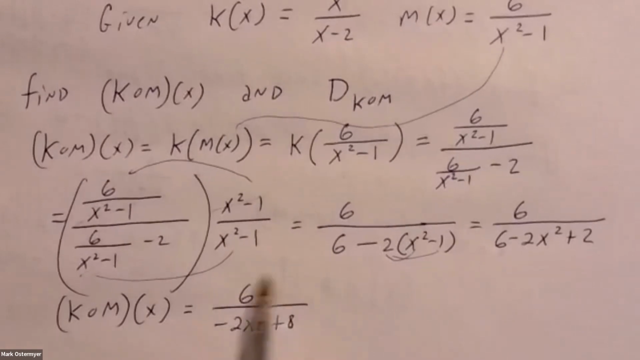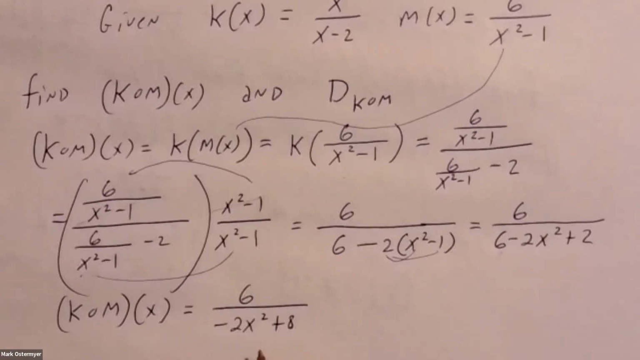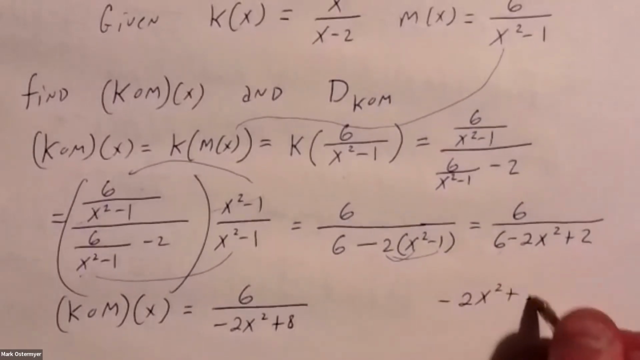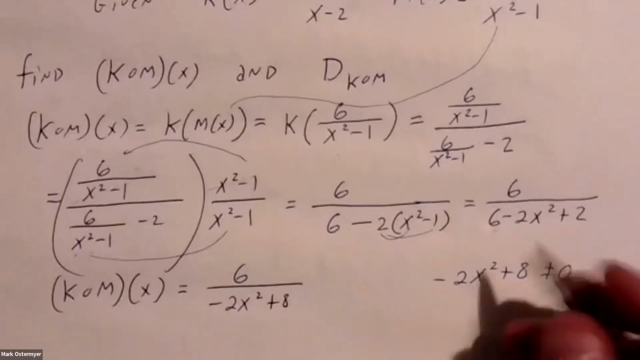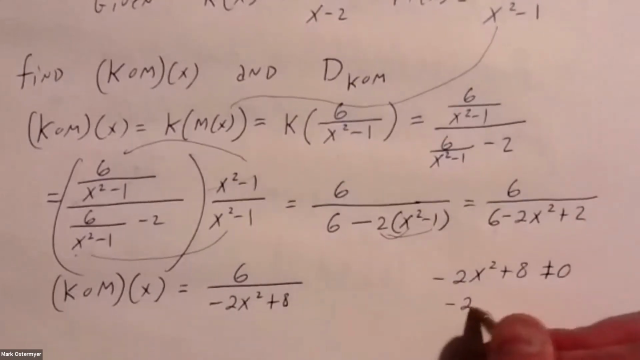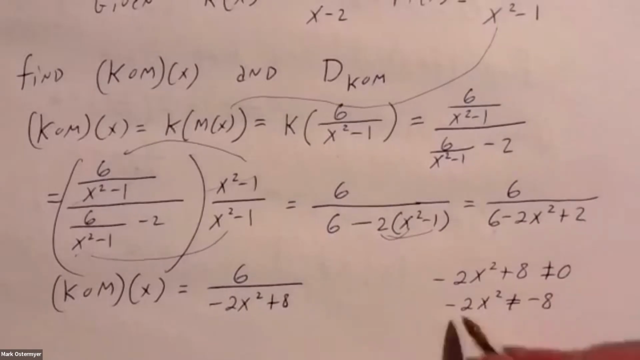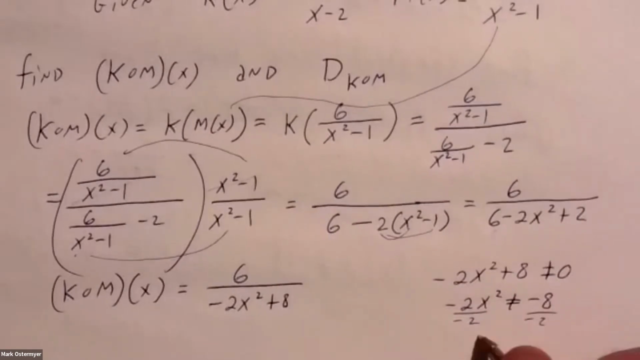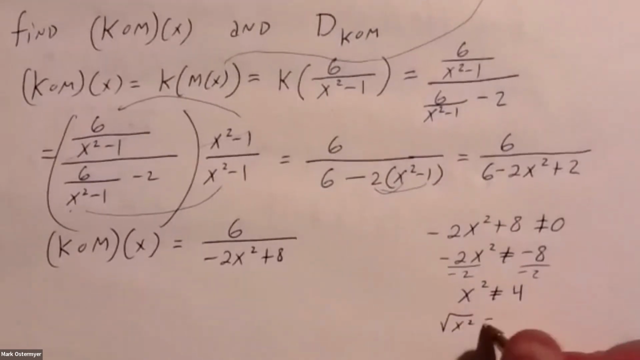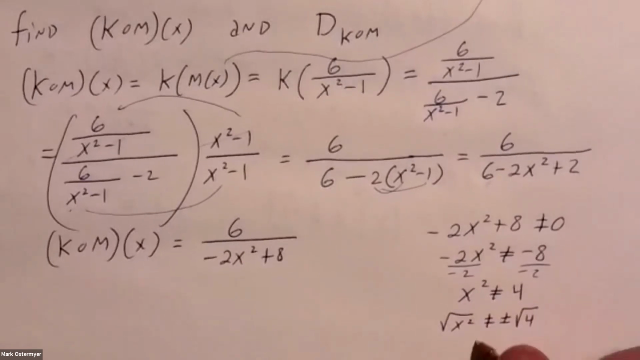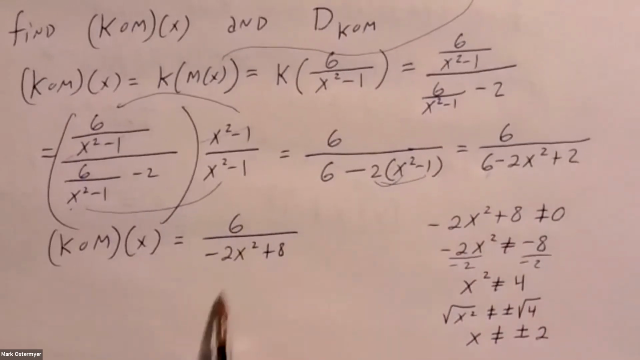Now, if we look at our end result here, k composed with m of x, we would ask ourselves this question initially: when would this function be undefined? It's going to be undefined when the denominator is equal to 0. So let's take this negative 2x squared plus 8, and we must insist that this never be equal to 0, because if it is, we're dividing by 0 and the whole thing's undefined. So let's solve for x here. We subtract 8 from both sides and divide both sides by negative 2. So x squared better never be equal to 4. Take the square root of both sides, and don't forget the plus or minus. So x can never be equal to positive or negative 2.